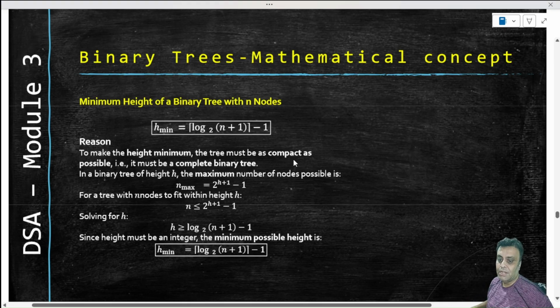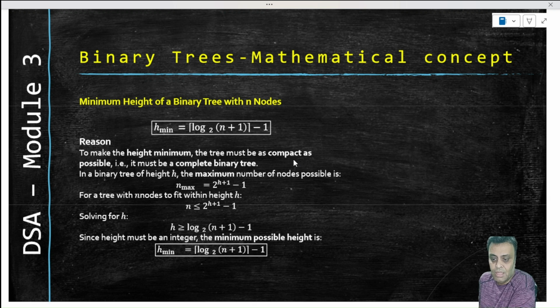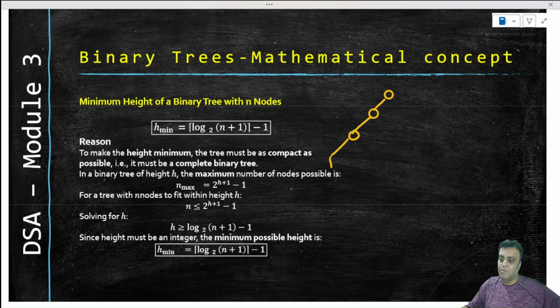Next, let's calculate the minimum height of a binary tree with n nodes, right? First understand the concept. If I take a binary tree and start building like this, is this the minimum height? What is height? From the root, if I look down, what is the total number of edges? Height here is 3, right? But how many nodes do I have? 4. Now can I build a better tree where the height will be smaller with only 4 nodes?